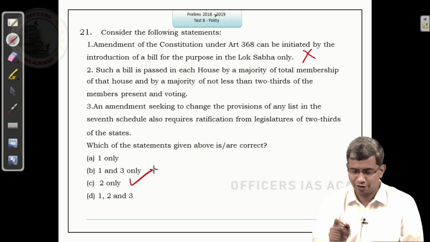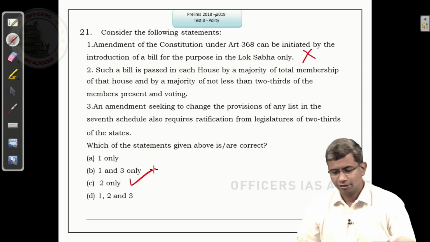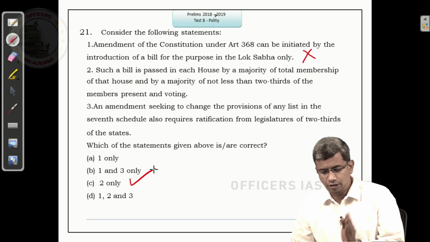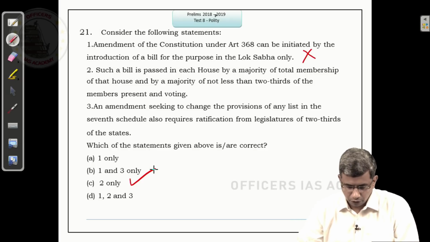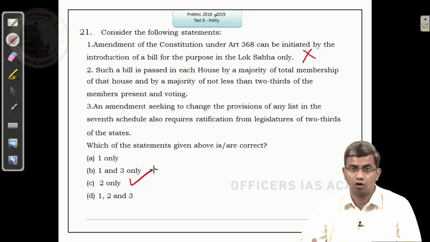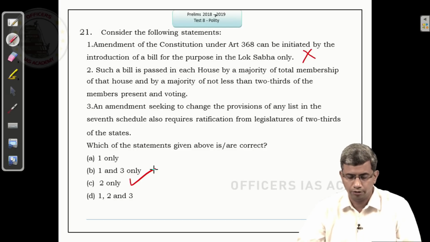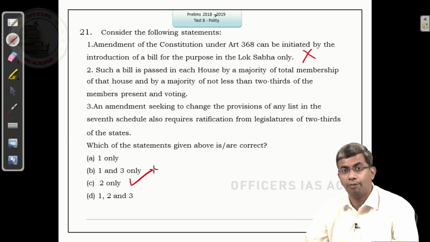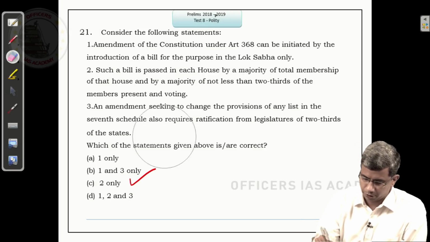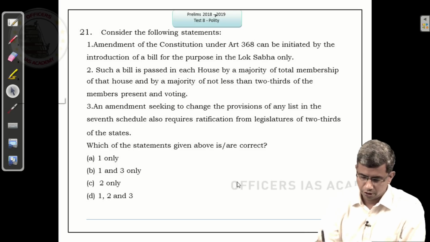So just for the purpose of reconfirming, such a bill should be passed by a special majority in both the houses, that's a correct statement. And such a bill is passed in each house by a majority of the total membership of the house and a majority of not less than 2/3, that's a correct statement. An amendment seeking to change the provisions of any list in the 7th schedule also requires ratification by 2/3, that's a wrong statement, because it has to be ratified by at least half of the states. So you get the answer based on the first statement itself, but that was just a reconfirmation.